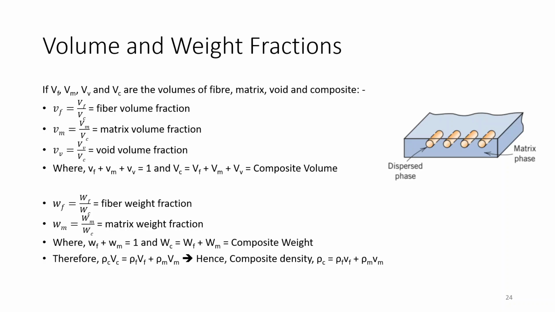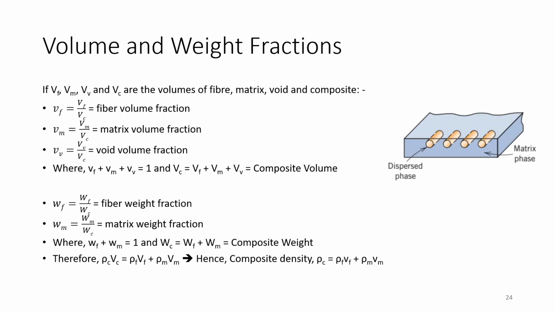Then we have volume and weight fractions. Vf, Vm, Vv and Vc are the volumes of fiber, matrix, void and composite. Small vf will be equal to the volume of fiber divided by the volume of composite. So this will be the fiber volume fraction. Then small vm will be the matrix volume fraction, the matrix volume divided by the volume of composite. And the volume fraction of void will be the volume of void divided by the volume of composite.